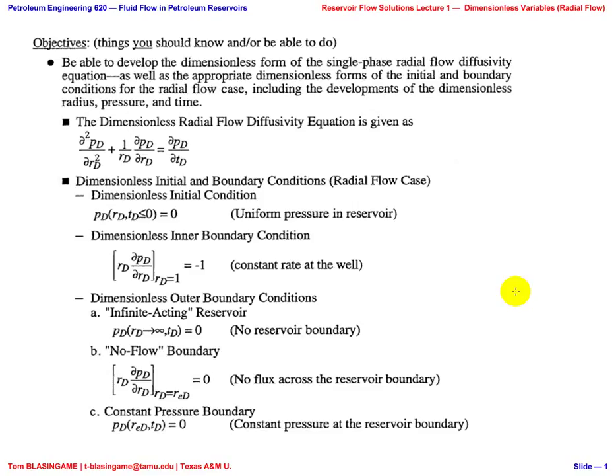And again, the reason we're investing all this time and effort in setting up the problem is to make it easy to solve. Okay, so the first thing we'll do is set up the problem in dimensionless form, and then the second part of this lecture, which is probably about 30 minutes, maybe a little bit less, will be the Boltzmann transform.